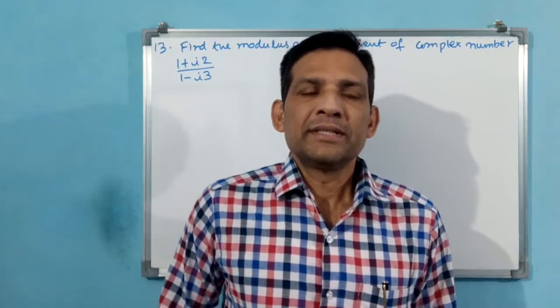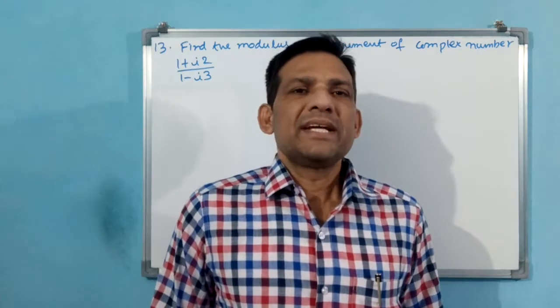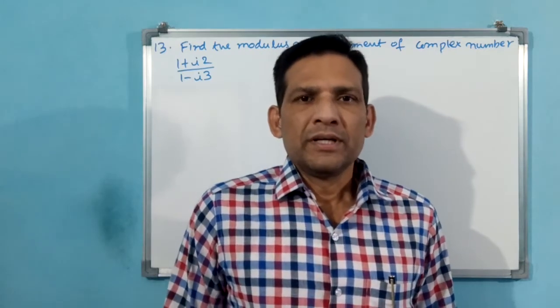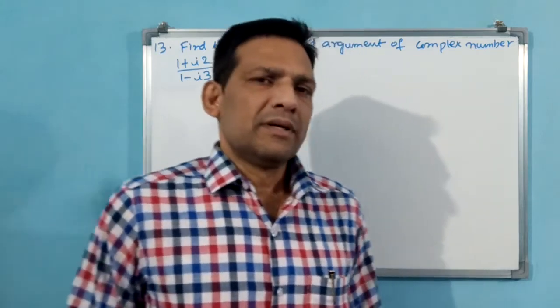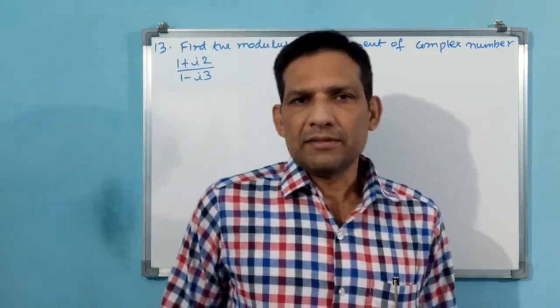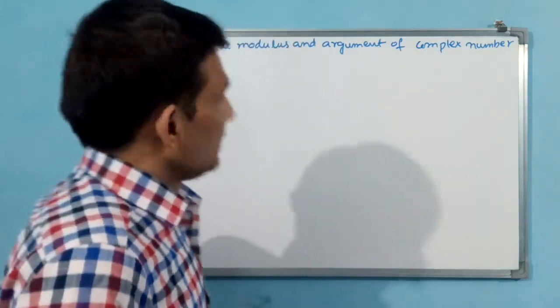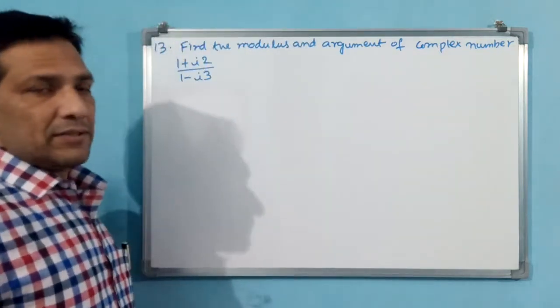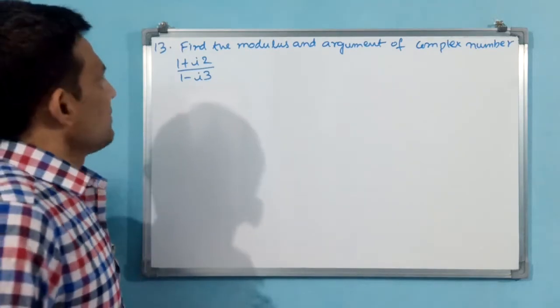Okay, dear students, we are in complex numbers miscellaneous exercise 5.4 and we've finished up to 12 questions in the last class. Let us see the 13th question onwards in this class. What they have asked in the 13th question: find the modulus and argument of the complex number.